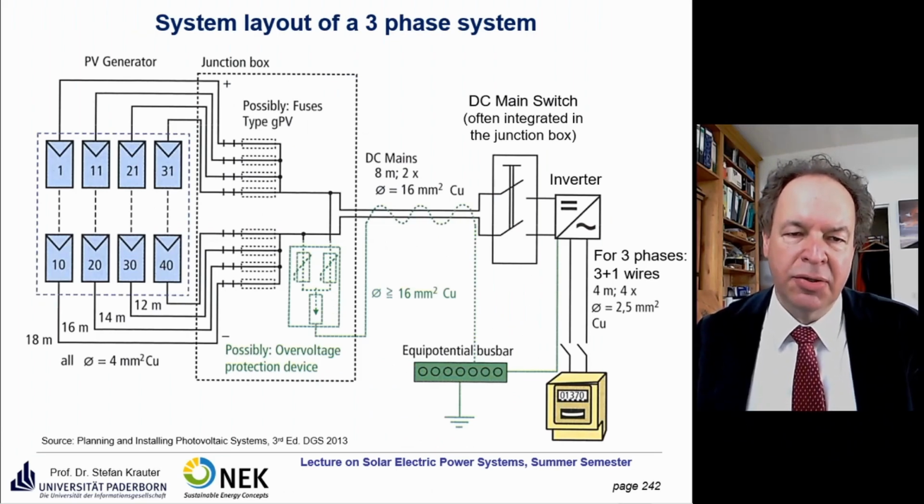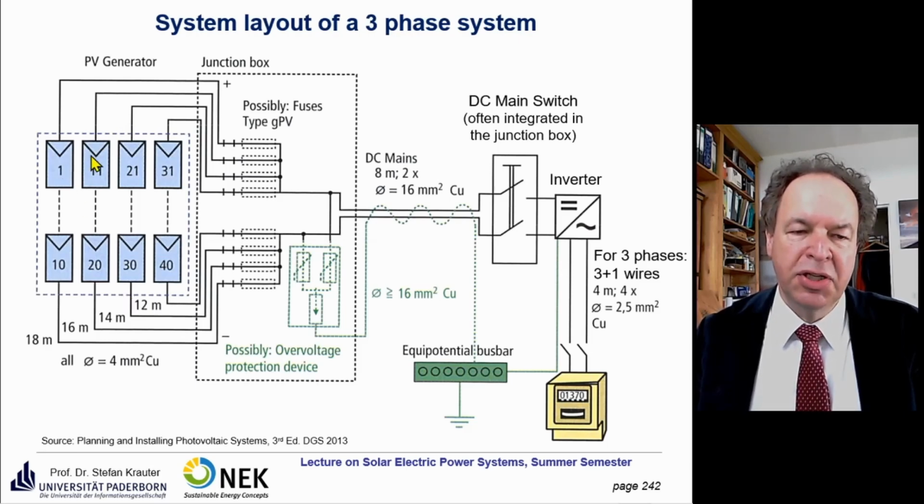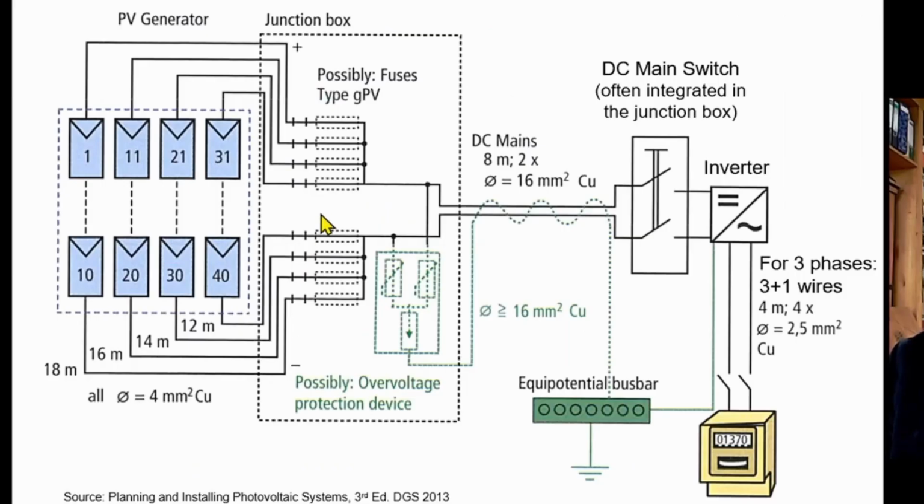Here is the system layout. You have the PV generator, here consisting of 40 modules. 10 modules each are interconnected in series, the rest is interconnected in parallel. And then you find here the interconnected strings, usually via string diodes or here with fuses. Then in green you have an overvoltage protection device that short circuits the power plant in case of overvoltage. Then you have wiring to the main switch, or it's integrated as we saw before, and then you have some wiring to the inverter, and then you go via the meter to the grid.